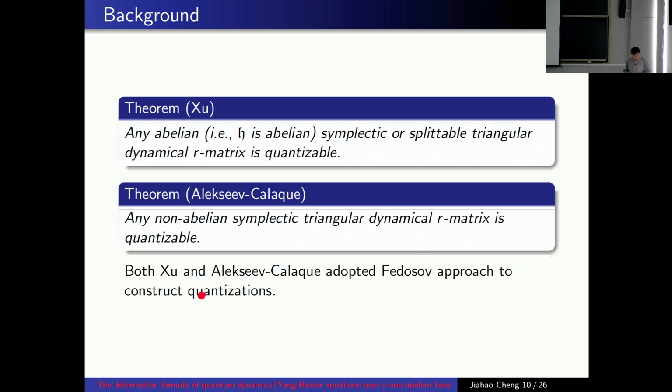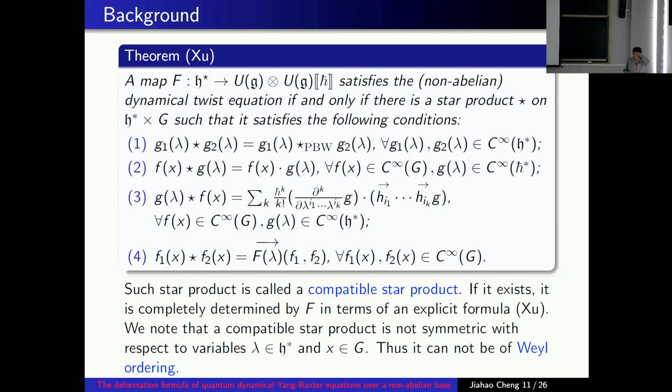So both use a lot of the Fedosov construction. So they prove that they can quantize, but it is very complicated, with complicated formulae. Wow. Okay, let's recall another viewpoint on the non-abelian dynamical twists. Suppose that we have an F, which is a map from H star to UG tensor UG. We suppose that it satisfies the non-abelian dynamical twist equation we just mentioned before.